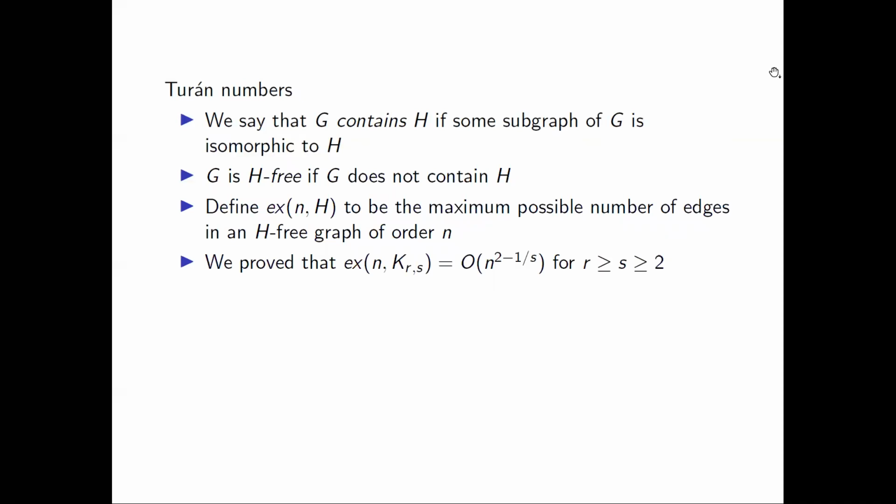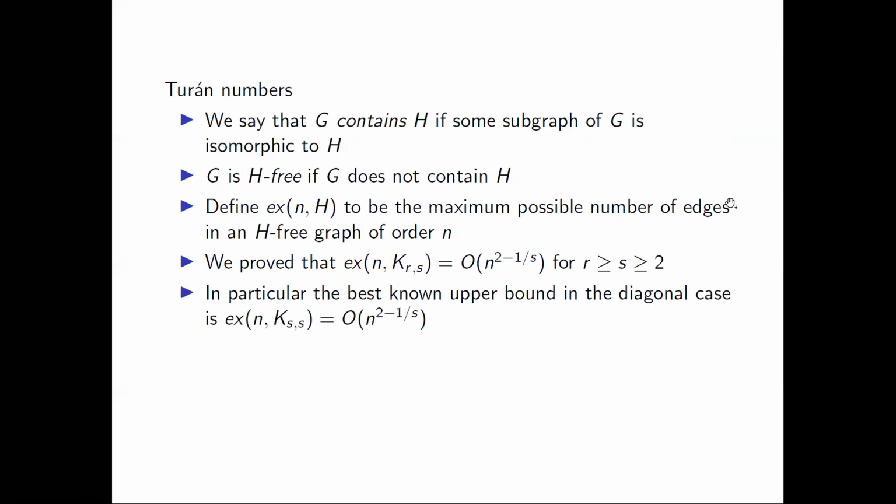And in an earlier video, using Jensen's inequality, we proved that the extremal function ex(n, K_{R,S}), in other words, the complete bipartite graph with parts of size R and S, has an upper bound, that Turan extremal function, of big O of n^(2 - 1/S). And this is true for all R greater than or equal to S greater than or equal to 2. And we can look specifically at the diagonal case of the complete bipartite graphs, so when the parts have equal size. So that last bound tells us that the extremal function ex(n, K_{S,S}) is big O of n^(2 - 1/S).